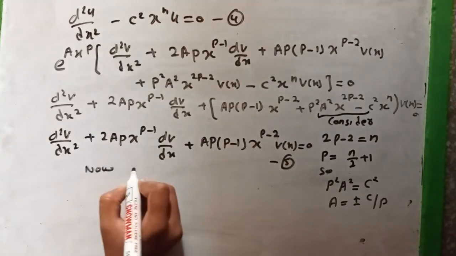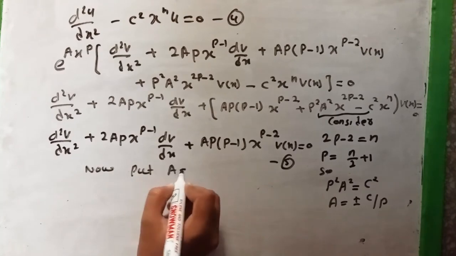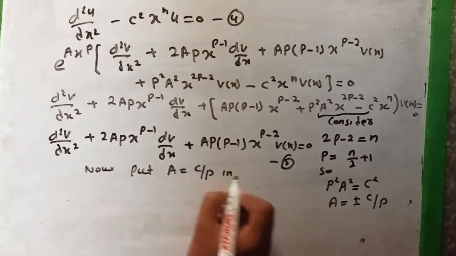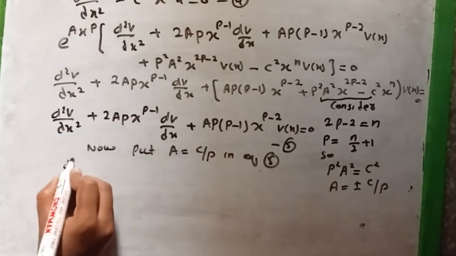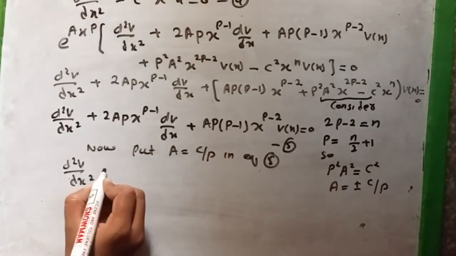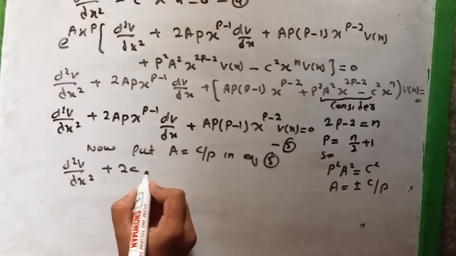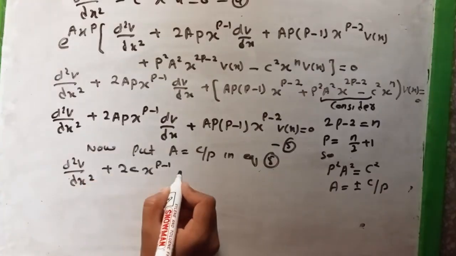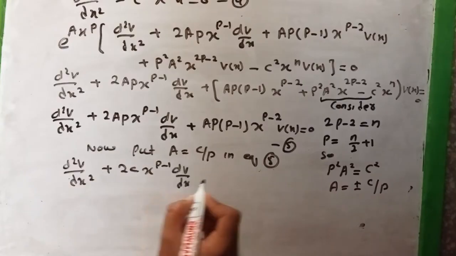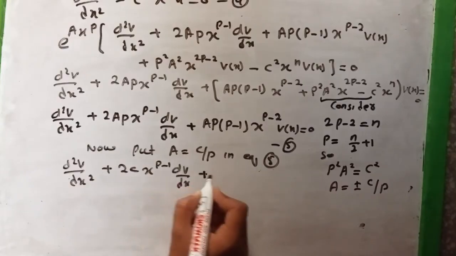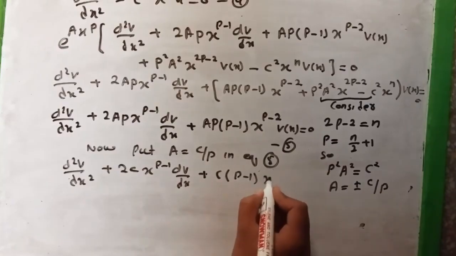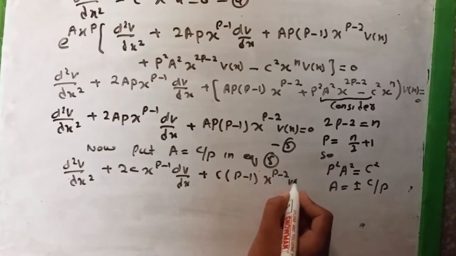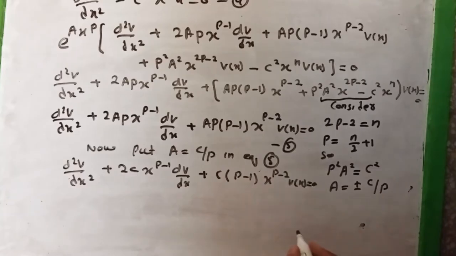Now put a is equal to c over p in equation 5. Then equation 5 becomes d square v over dx square plus 2c x raised to power p minus 1 dv over dx plus c multiplied by p minus 1 x raised to power p minus 2 v of x is equal to 0. This is equation number 6.